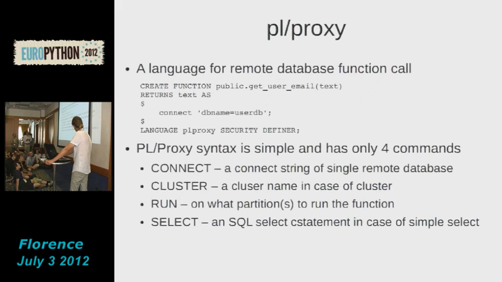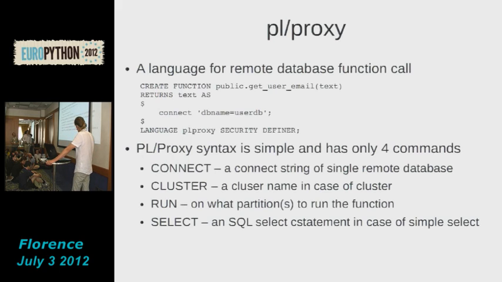Basically, you have a language for remote database function calls, and this is the simplest function. It does no partitioning. It just runs the same function that is called on another database. But the real power comes from partitioning support. It has only 4 commands. It's connect, which tells it to connect directly, or it is a pair of cluster and run. Cluster defines a cluster as a set of connect strings, a set of database destinations, and run takes a function which determines which one of these cluster databases is used.